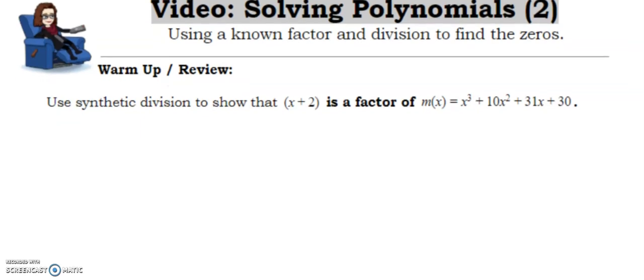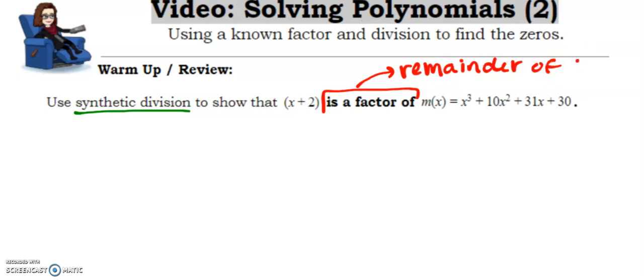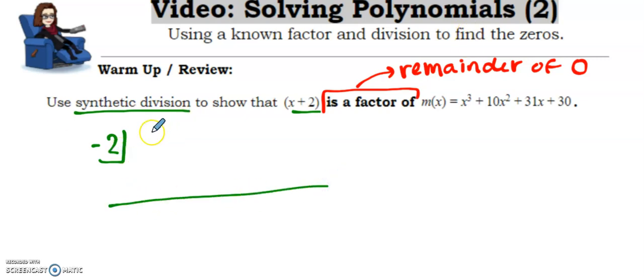It says use synthetic division. So synthetic division to show that x plus 2 is a factor. Remember that to be a factor means that we will have a remainder of 0. So if I'm using synthetic division, I'm going to put -2, the 0, in the box. And then across the top, I'm going to list my 1, 10, 31, and 30. I do not need a placeholder because I have all of my values that I need.